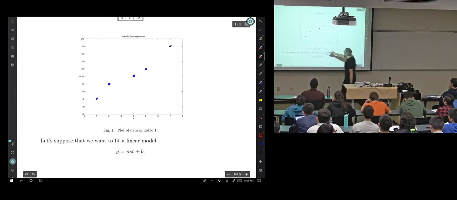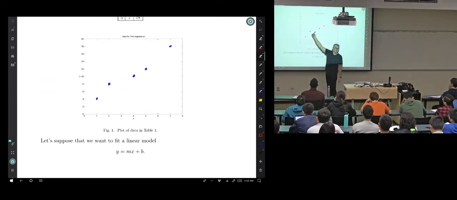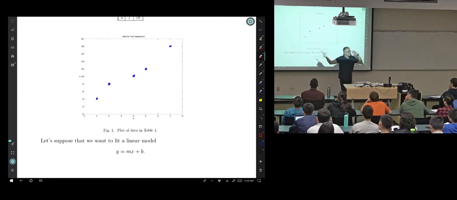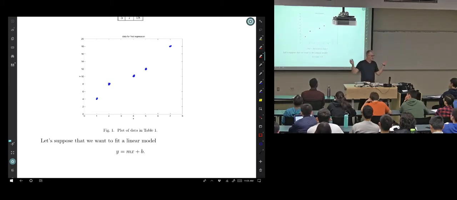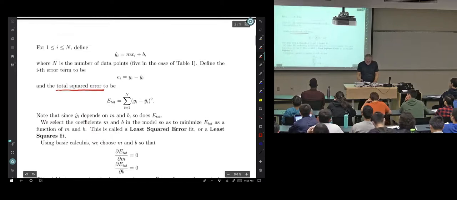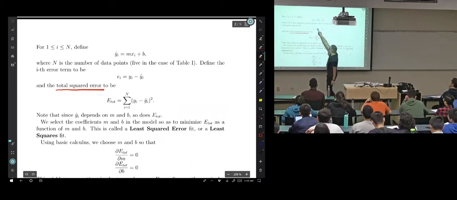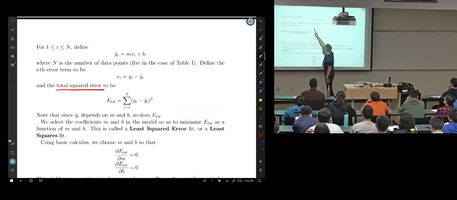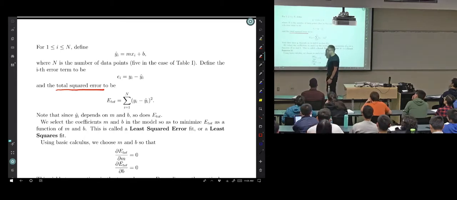Okay, so we can't make the error 0 for every single data point. Yep, we could do that for one, but then those are really way off, right? So we've got to choose M and B to minimize the total error. So Y hat depends upon M and B, so E depends upon M and B. E total is a function of M and B.